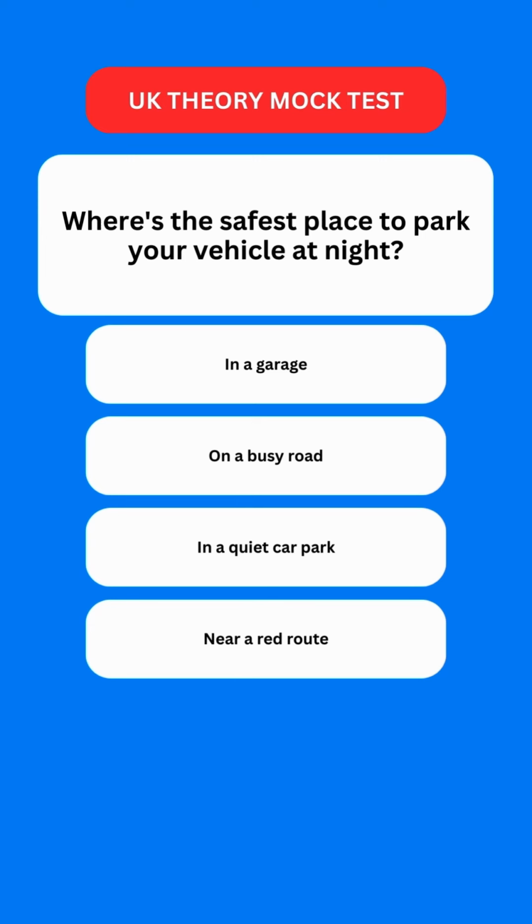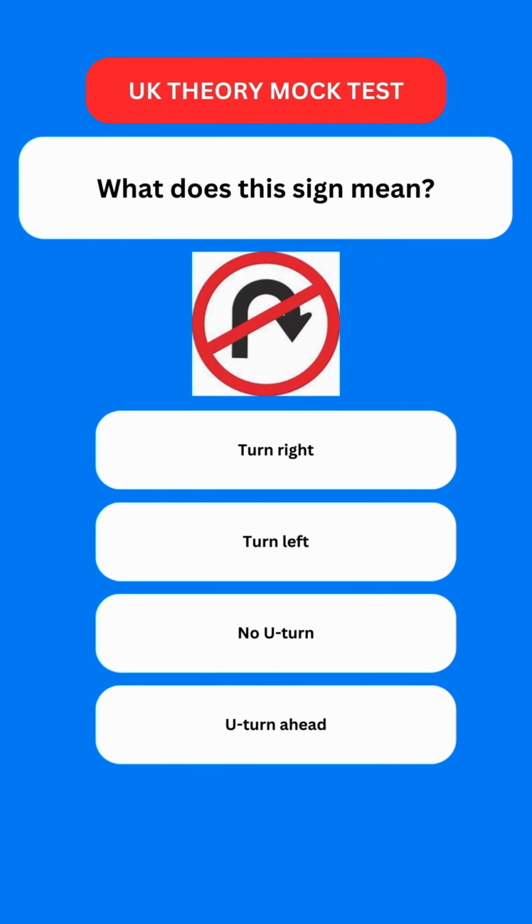Next question is, where is the safest place to park your vehicle at night? Options are in a garage, on a busy road, in a quiet car park, or near a red route. So the correct option is the first one, in a garage. Next question is, what does this sign mean? Options are turn right, turn left, no U-turn, or U-turn ahead. So the correct option is the third one. This sign means no U-turn.